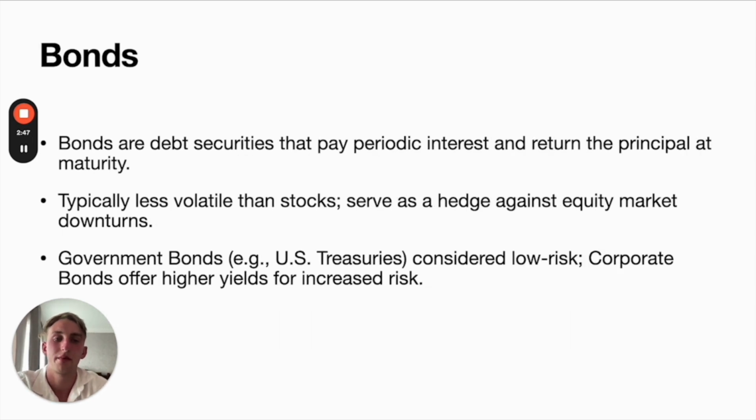Onto bonds. Bonds are debt securities that pay periodic interest and return principal at maturity. They are typically less volatile than stocks and can serve as a hedge against equity market downturns. Government bonds, such as US Treasuries, are considered low-risk investments, while corporate bonds offer higher yields to compensate for the increased risk.